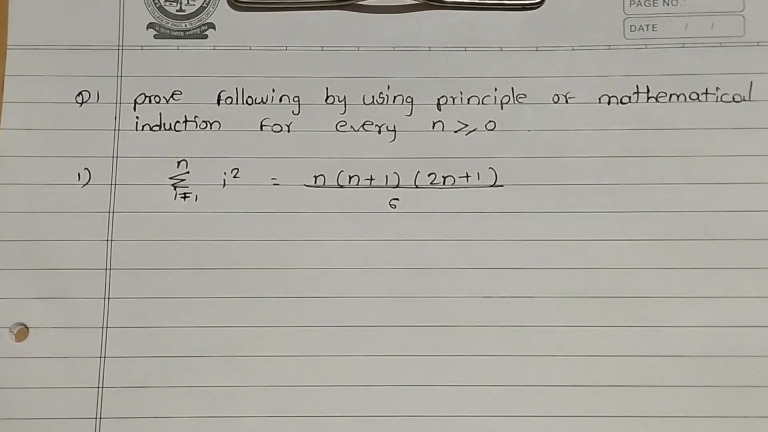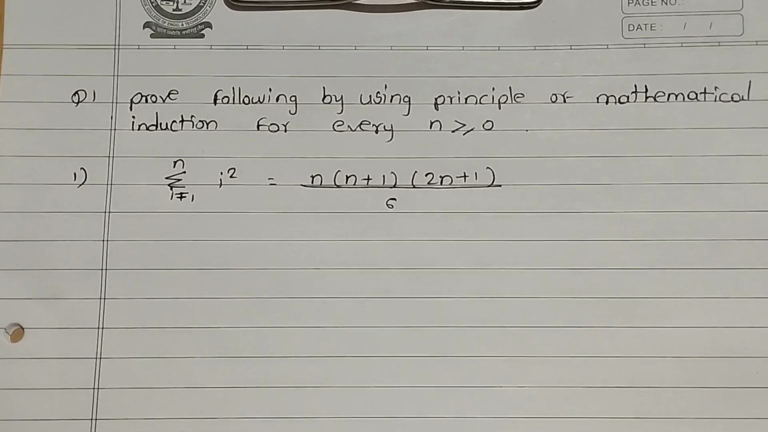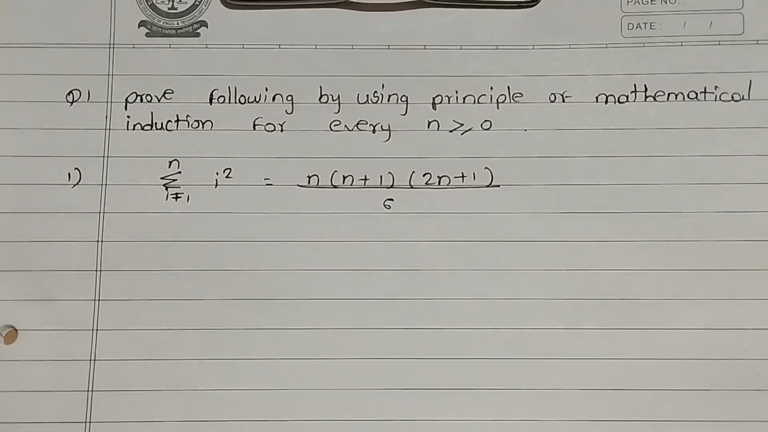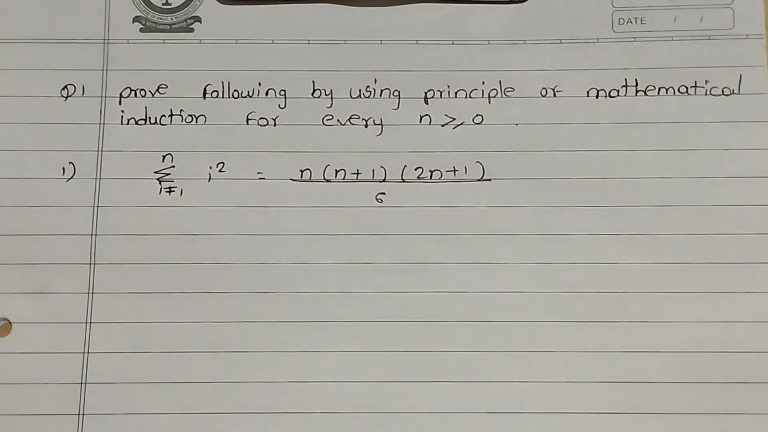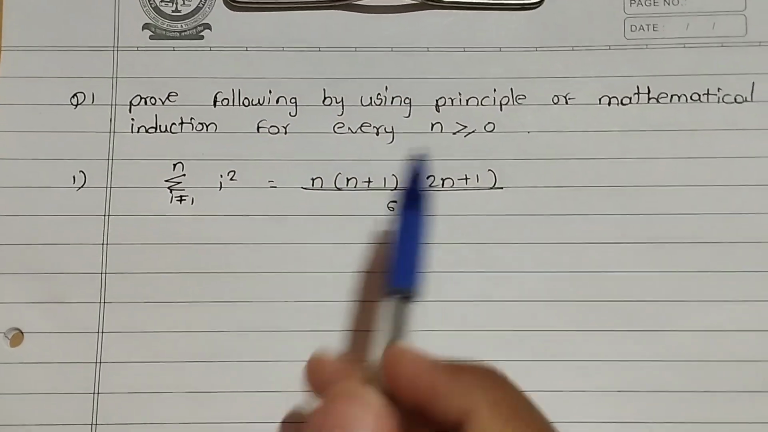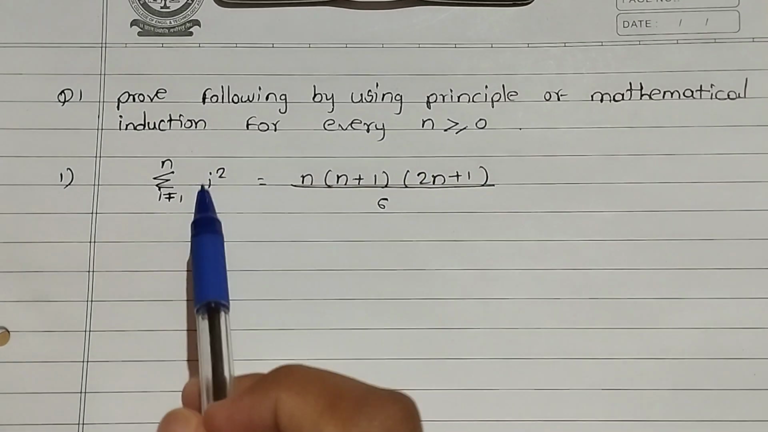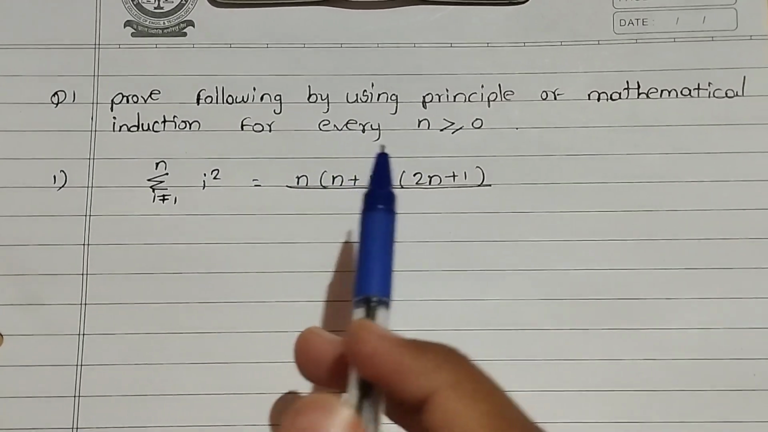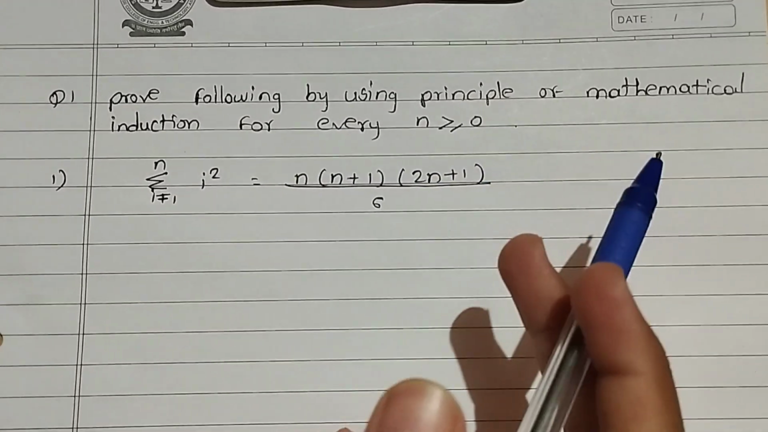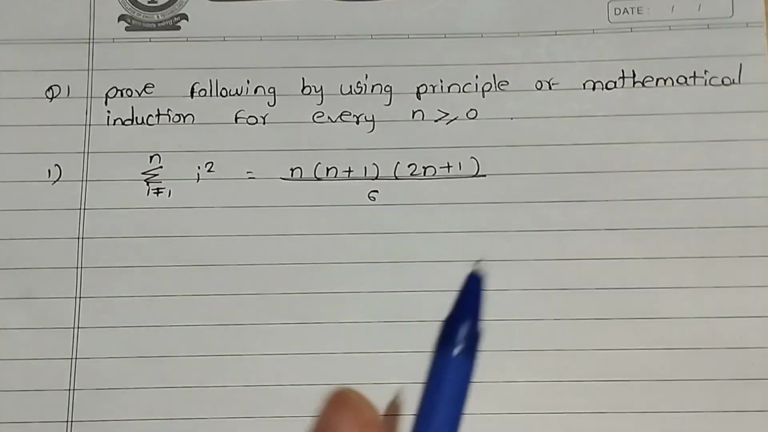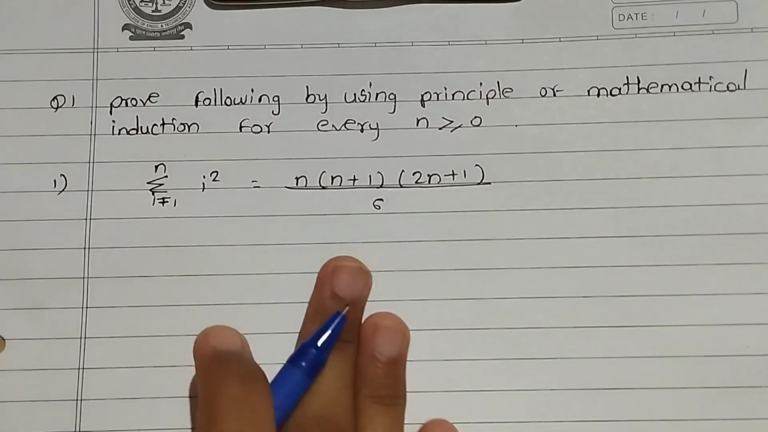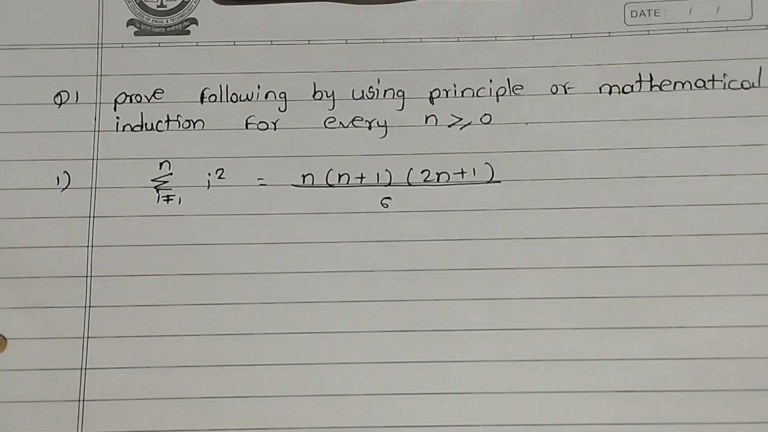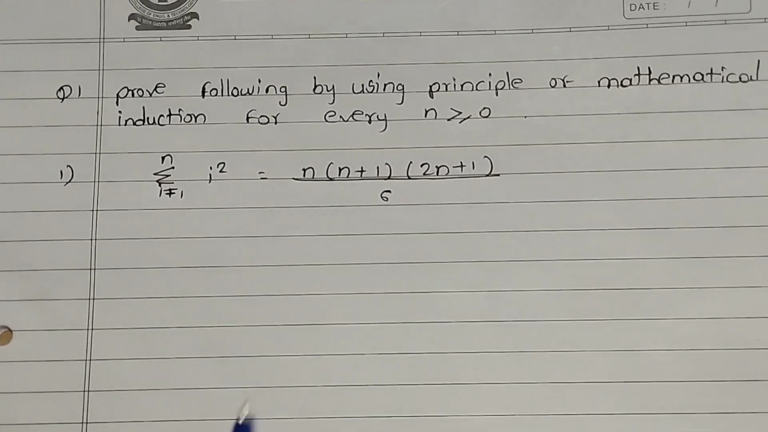Hello everyone. In this video we see some basics of the theory of computation, that is TOC. So here is the first question. Prove the following principle of mathematical induction for every n greater than or equal to 0. The first question in theory of computation may be asked as: prove the given equation. So how is it solved?